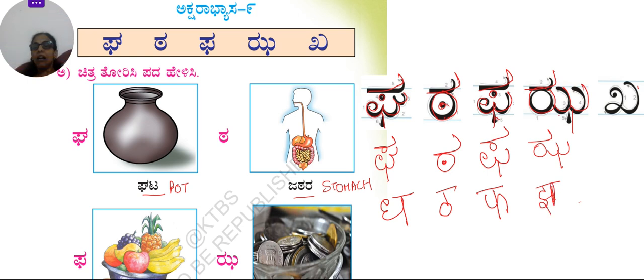And then kha. So kha is very simple. You start off by writing the digit 2, number 2, and then just take it up. So this is kha. You start with stroke 1 and 2. This is kha.